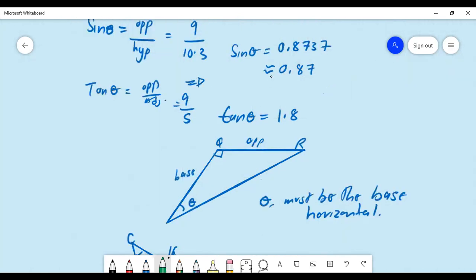So here I was telling you that you must know what we mean by the horizontal. So the angle must be horizontal. So if you look at this angle, this is your base. This is the adjacent, this is the opposite. So they may trick you around. Have you got it, Praise?